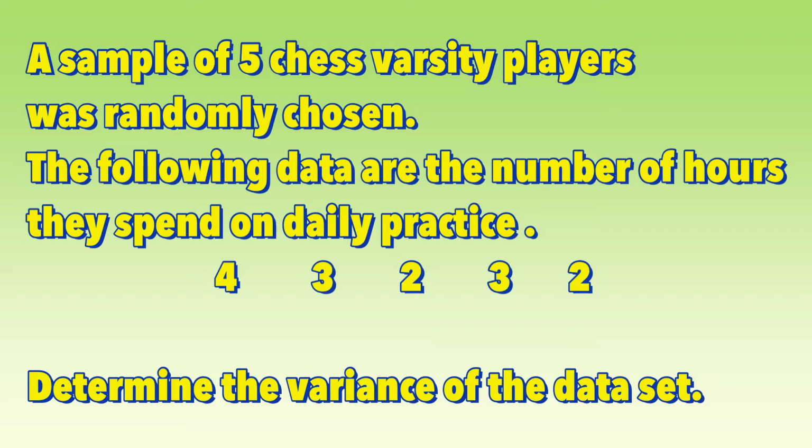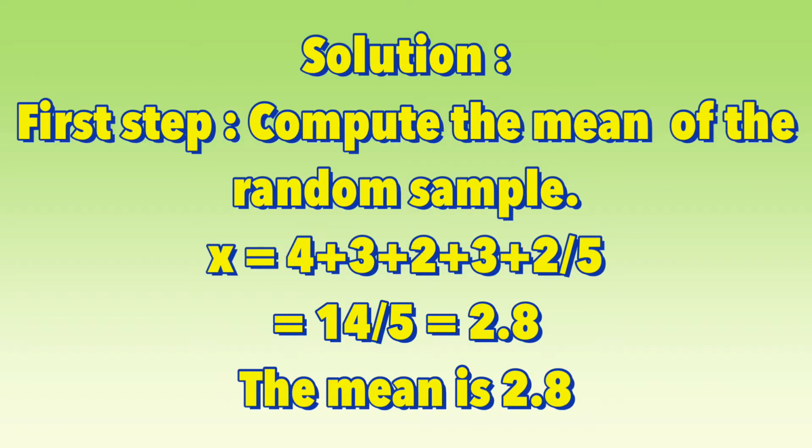Our solution, first step: compute the mean of the random sample. The random sample is 4, 3, 2, 3, 2, so we're going to add all of it. We use x bar equals 4 plus 3 plus 2 plus 3 plus 2, then divide by the number of samples.